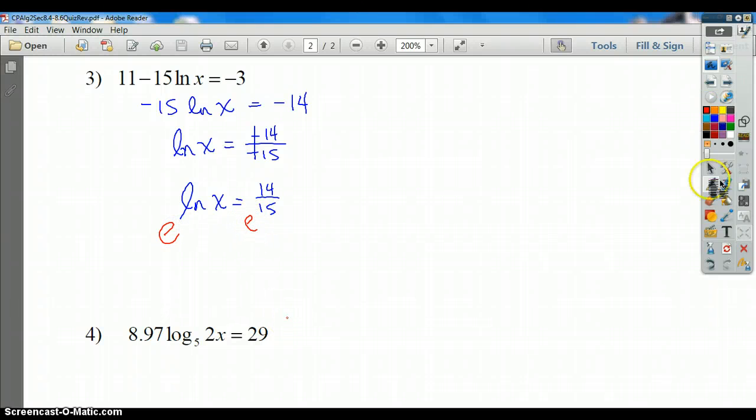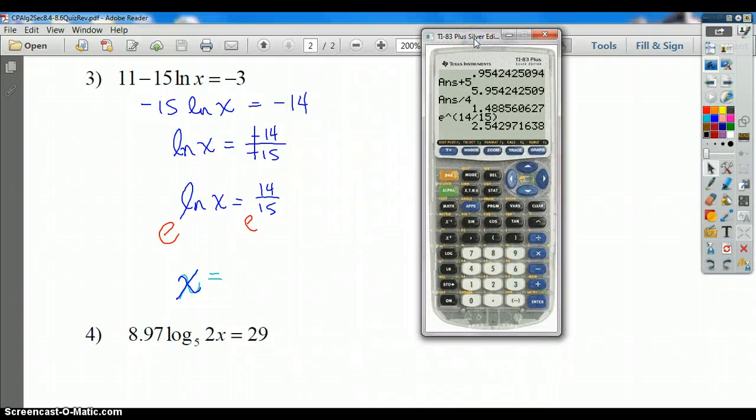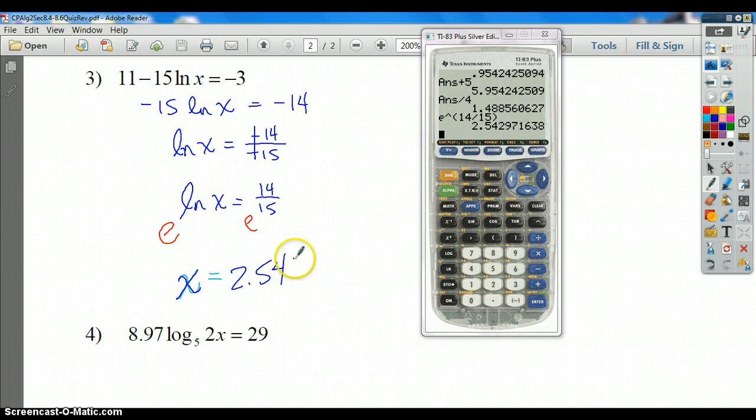So when I go to solve this, that's going to give me x. E and natural log cancel out, leaving me with x, and now I need to type in e to the 14/15. So that will require a calculator here, second ln, 14 divided by 15 in parentheses, and round this to the nearest thousandth. So 2.543 rounds up. And there's 3 for you.